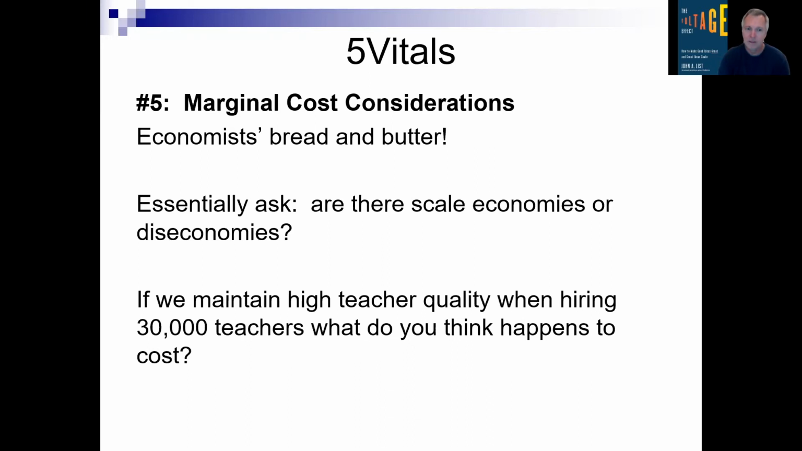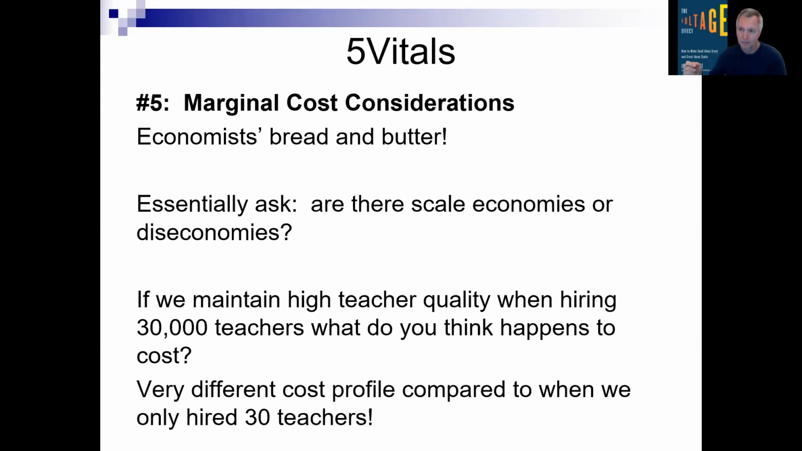Let's think about the check example. If I want to maintain really, really high quality for all 30,000 teachers that I hire, what am I going to need to do? I'm going to need to go up the supply curve and I'm going to need to raise wages more and more to attract high quality teachers to teach in this particular program. That now is not a voltage drop on the benefit side, but it's potentially a huge voltage drop because of the supply side. It's a very different cost profile compared to when we only hired 30 teachers.